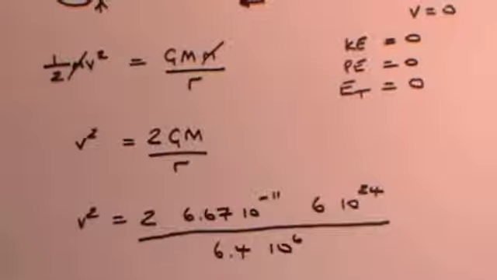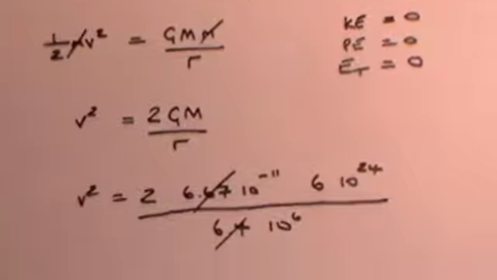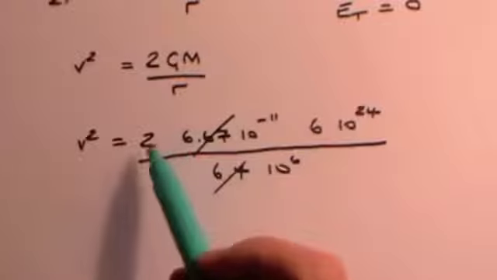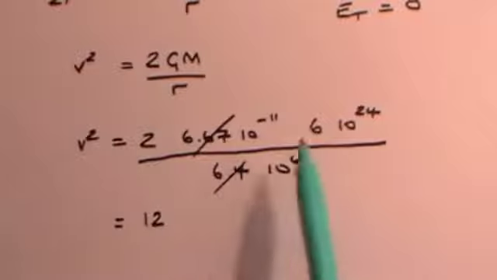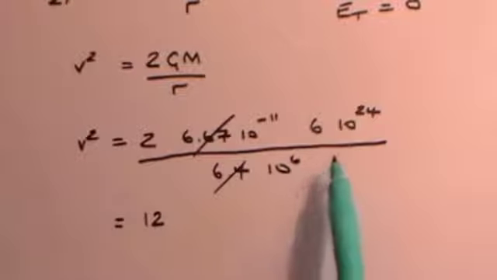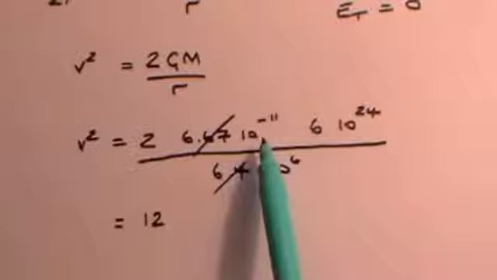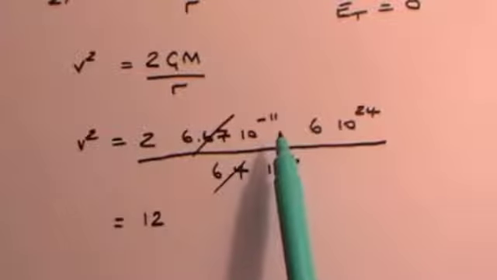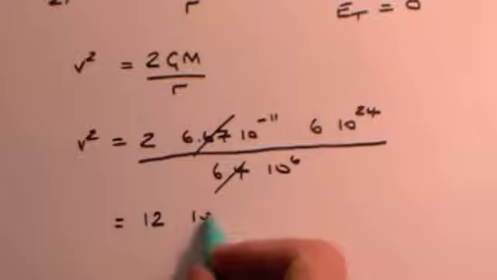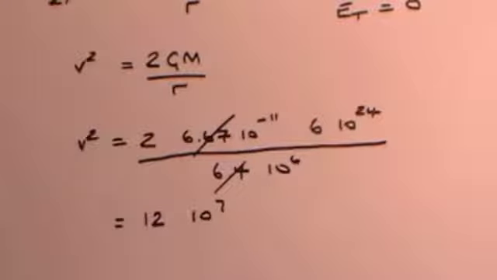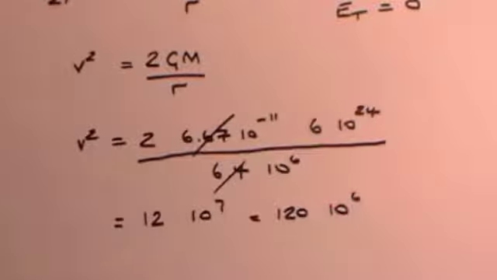Well, let's not be too precise about that. Let's just say that 6.4 and 6.67 broadly cancel out. And then we've got 2 times 6 is 12. And then we've got 10 to the 6 downstairs. You bring that upstairs, it becomes 10 to the minus 6. Times 10 to the minus 11 is 10 to the minus 17. Times 10 to the 24 is 10 to the 7. Or 120 times 10 to the 6.